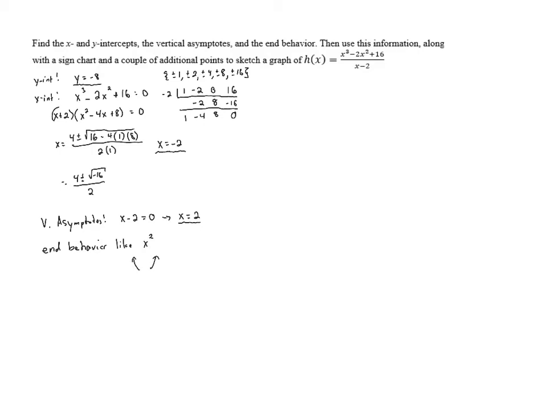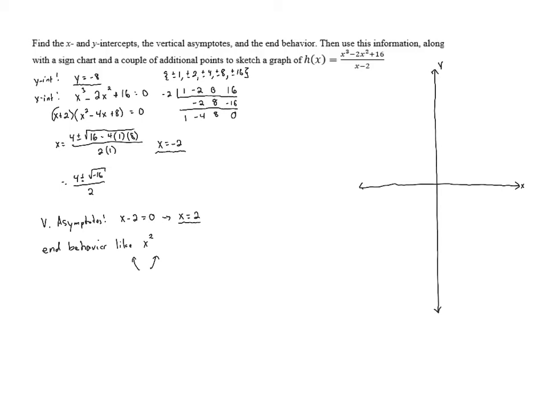So we've got the x and y intercepts, we've got the vertical asymptote, we've got the end behavior. We're going to need a sign chart and a couple of additional points to sketch the graph. What I'm going to do is draw my own xy plane because we're going to need the y-axis to go up further than we would on the graph paper that I have provided in the past. So first, I just want to split up the x-axis.